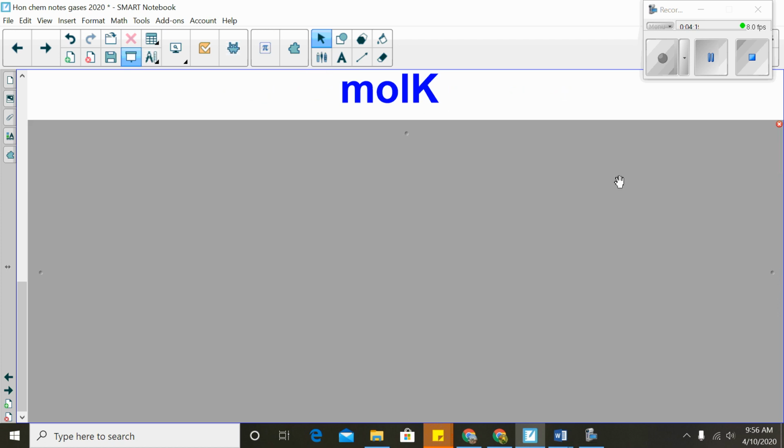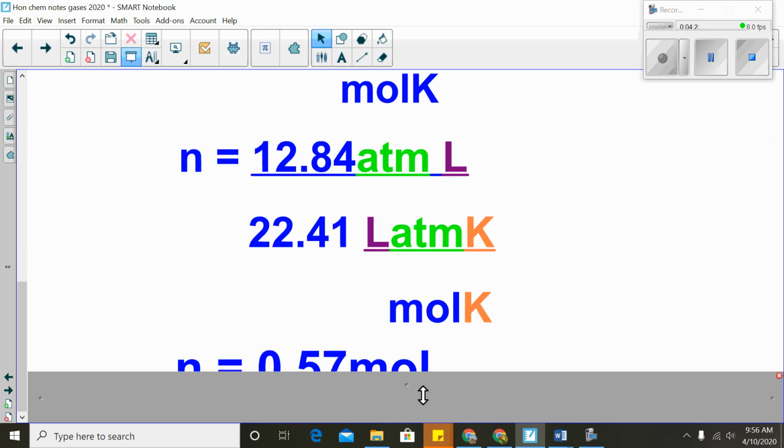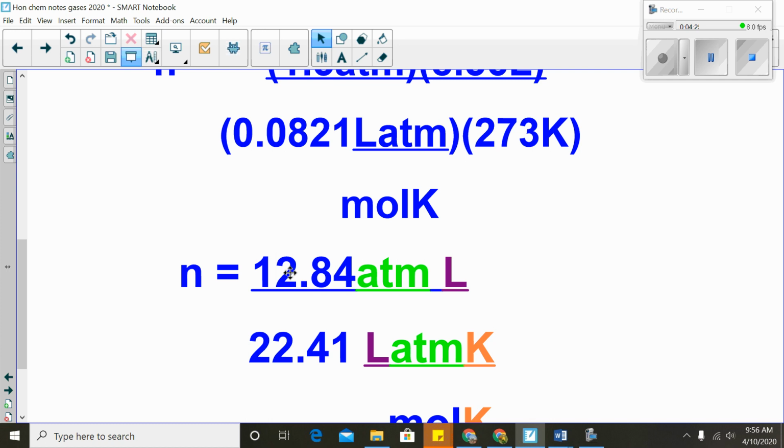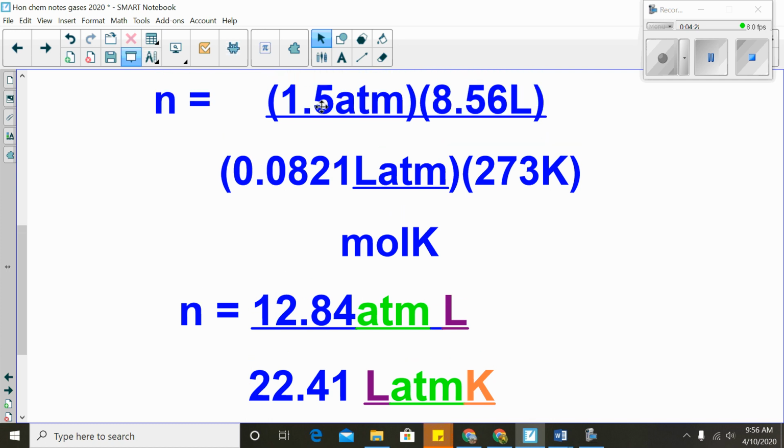Okay. Now, what I've done is started to simplify this. So this 12.84 is 1.5 times 8.56. And now I'm color coding the units so that you understand what units are going to cancel to help you determine the proper unit. Or you might just know that N needs to be in mole, and that's completely fine. But I want you to know how the law actually helps you solve this. So I put atm up in green. And then L I put in purple. So these didn't go anywhere. I just multiplied my numbers. So 1.5 times 8.56 is 12.84.